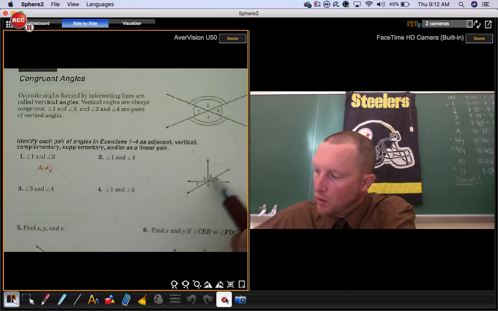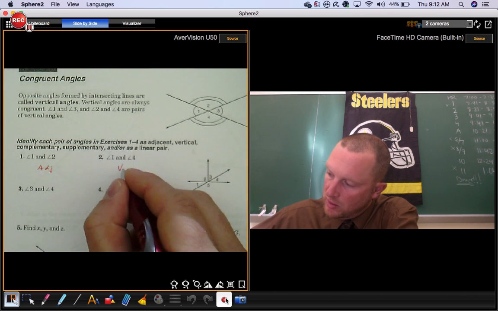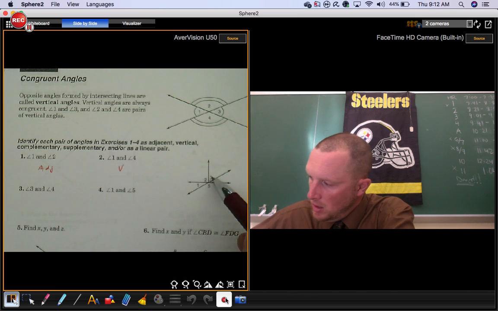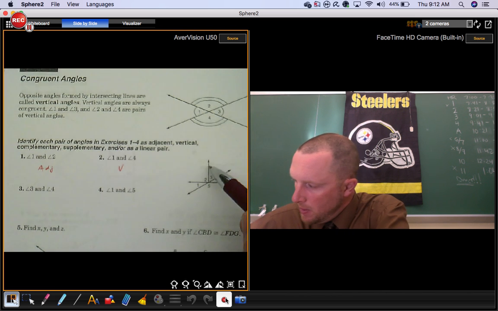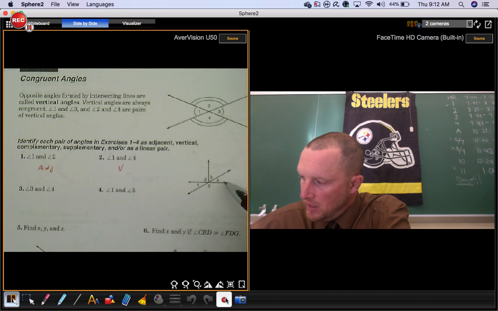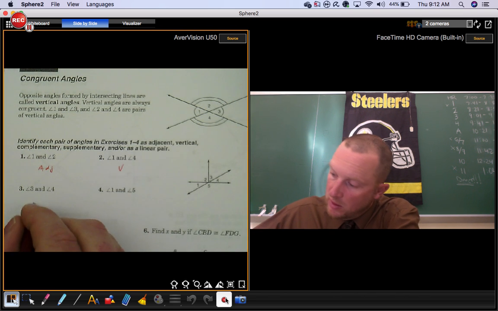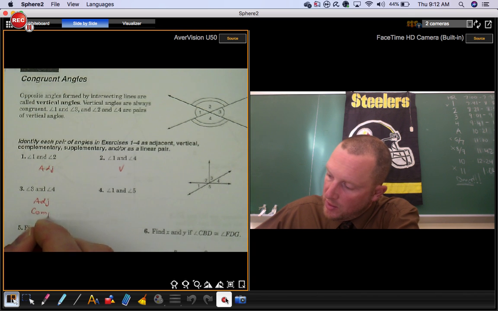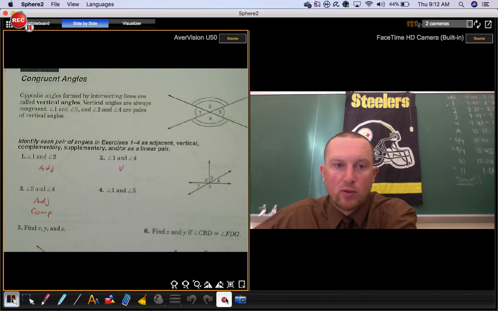Angle 1 and angle 4 are made with these two lines right here. And notice how they're across from each other. Those are vertical angles. Angle 3 and angle 4, together they make this big angle, and notice how this big angle has this mark right there. These are definitely adjacent angles, and they're also complementary because they make that right angle.